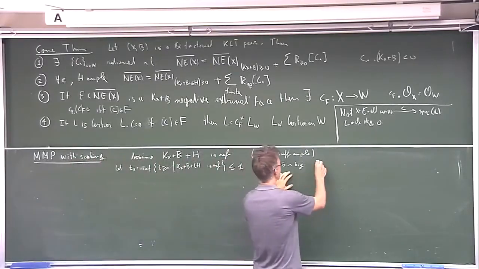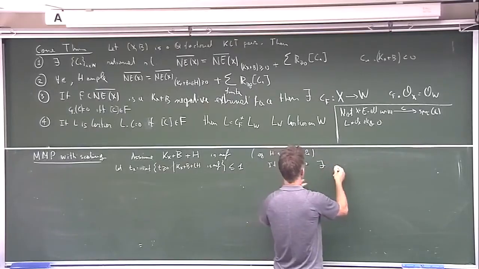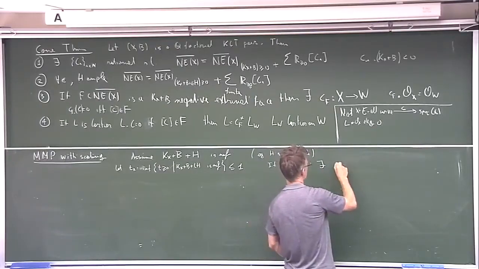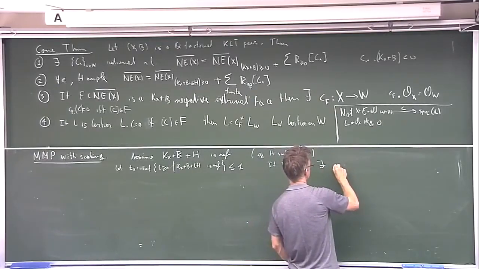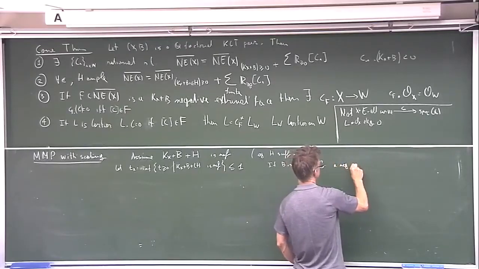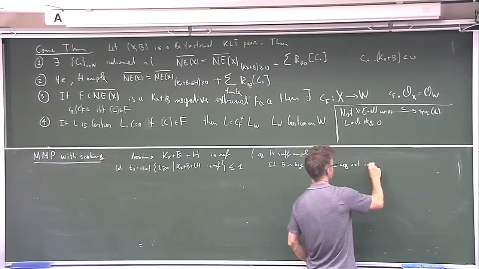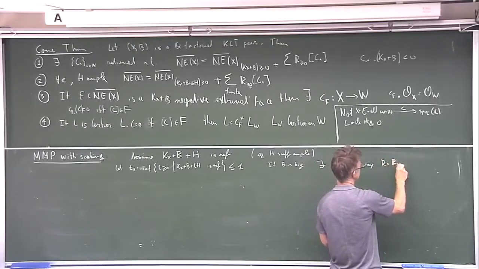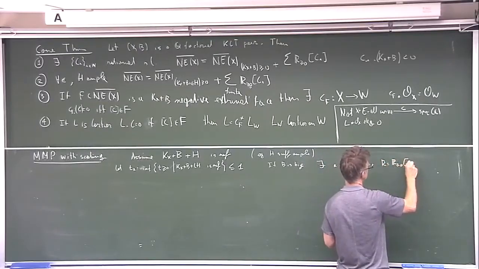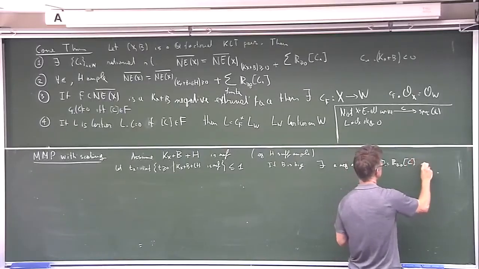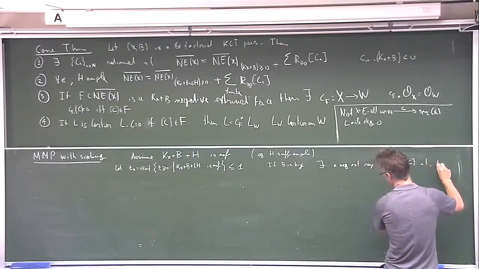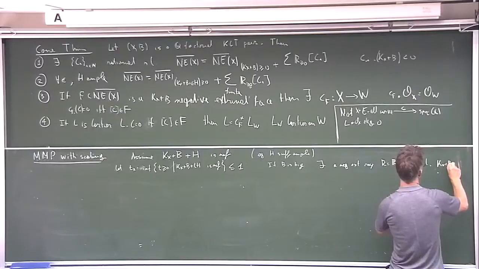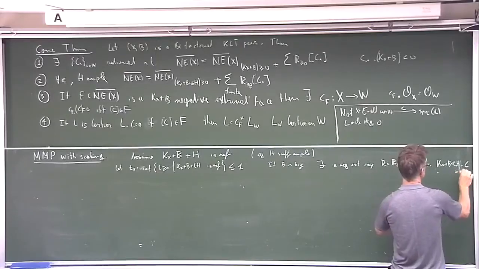If B is big, then there exists a negative extremal ray R, which is spanned by a curve, let's call it C, such that (K_X plus B plus t_1 H) dot C is equal to 0.